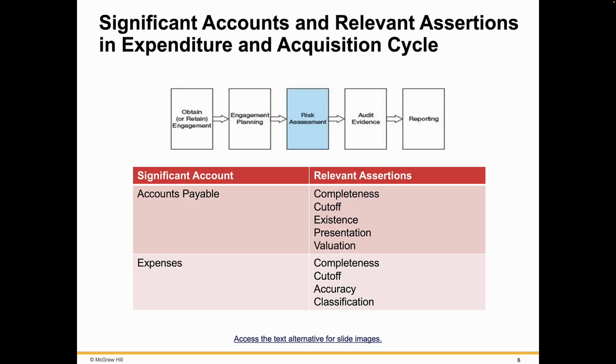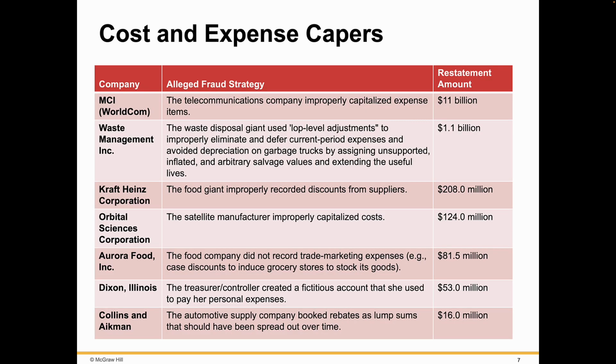So here we're looking at each of the accounts and the assertions. So we're in the risk assessment phase here. When you're talking about accounts payable, you have these assertions that relate to it: completeness, cutoff, existence, presentation, and valuation. And similarly with expenses, we have completeness, cutoff, accuracy, and classification. And remember, keep in mind that these are management's assertions, and we as auditors are testing those.